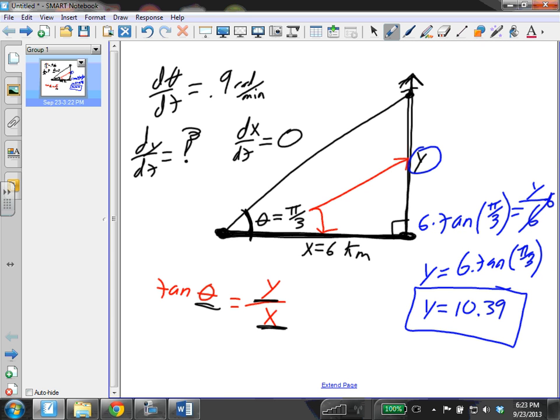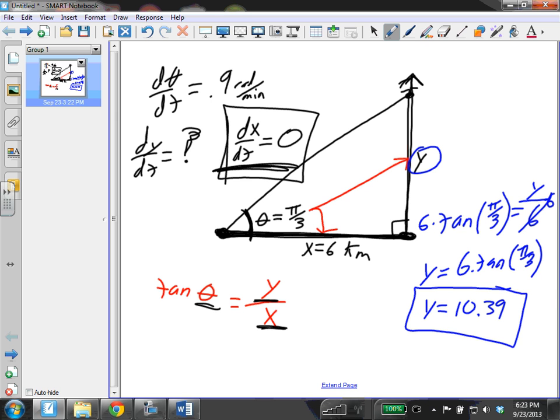These constant values that we have right now, y is 10.39, x is 6, and theta is pi over 3, cannot be plugged in before you take a derivative, unless there is one case where you can, and that would be in the case that the rate of change for that thing is equal to 0. If and only if the rate of change for one of the variables is equal to 0, can you plug it in before you begin to take a derivative?